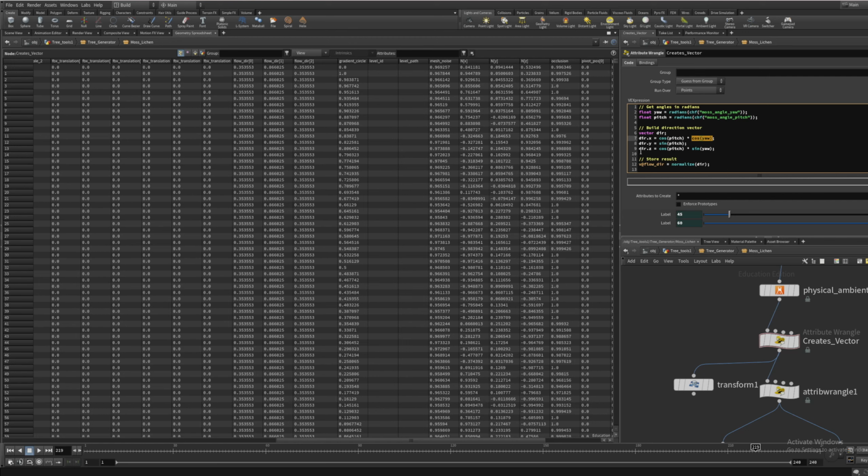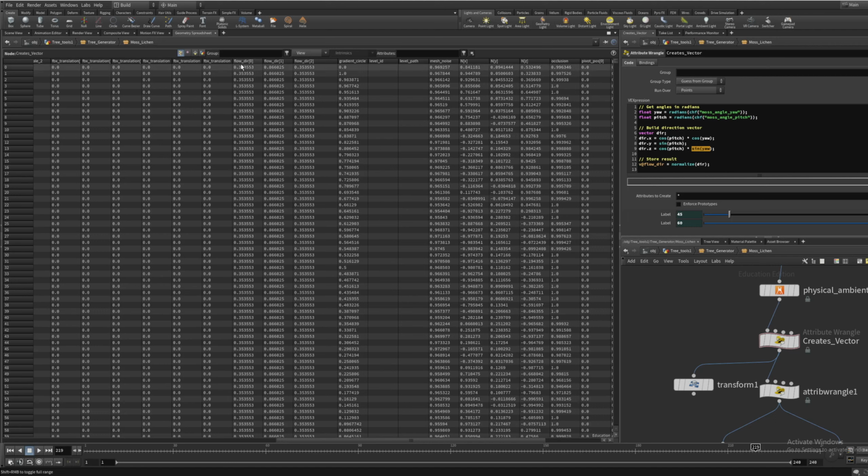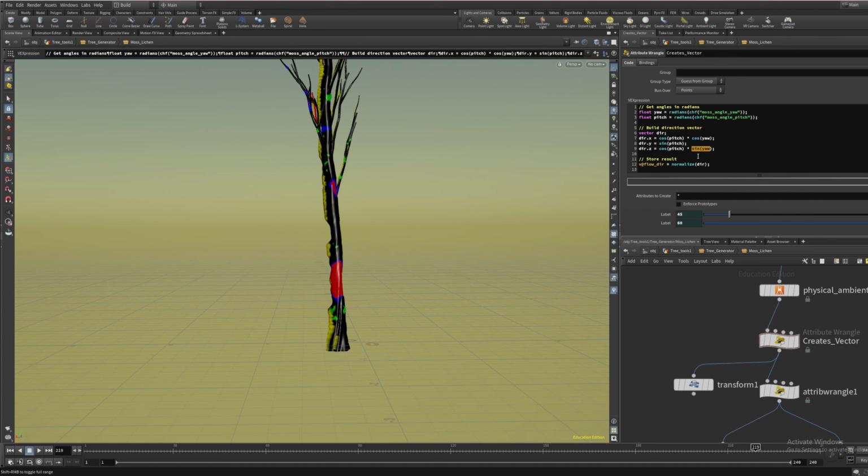And then our direction on the z-axis is cos pitch sine yaw. So we already know that cos pitch is a half, and then sine 45 is the same value. So it's the same value as before. So I hope that clears up how this one works and how the maths works.